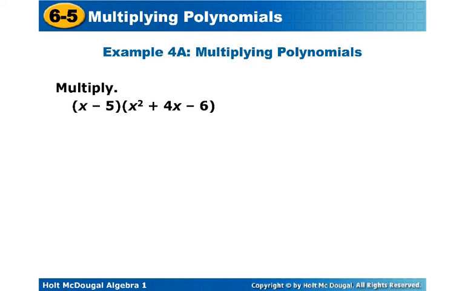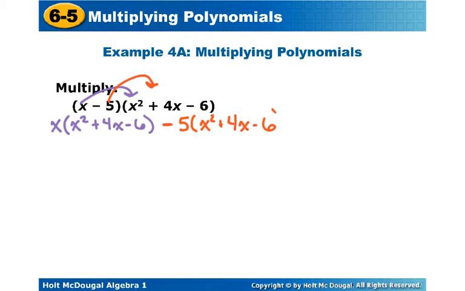So, multiplying the polynomials. So for this one, I'm just going to use the distributive method. So I'm going to rewrite it. I'm going to do x times, and it's got to go to all this, so this becomes x squared plus 4x minus 6. And then this negative 5's got to get multiplied to everything, so now it's minus 5 times x squared plus 4x minus 6.